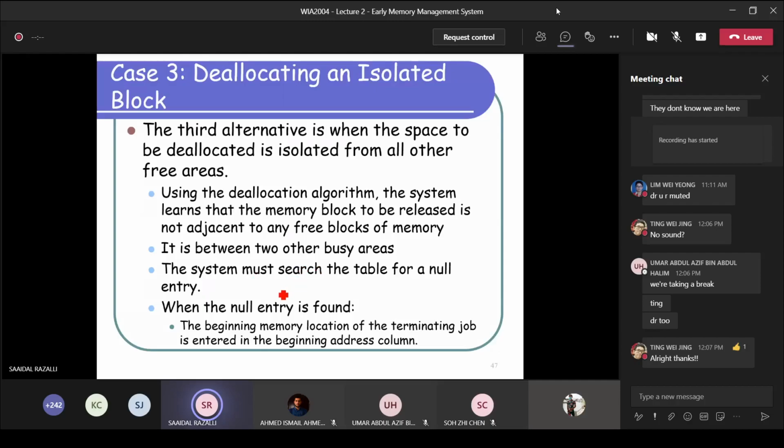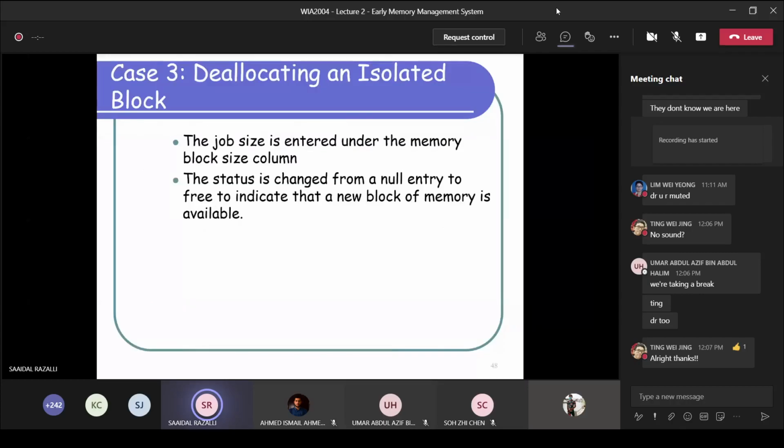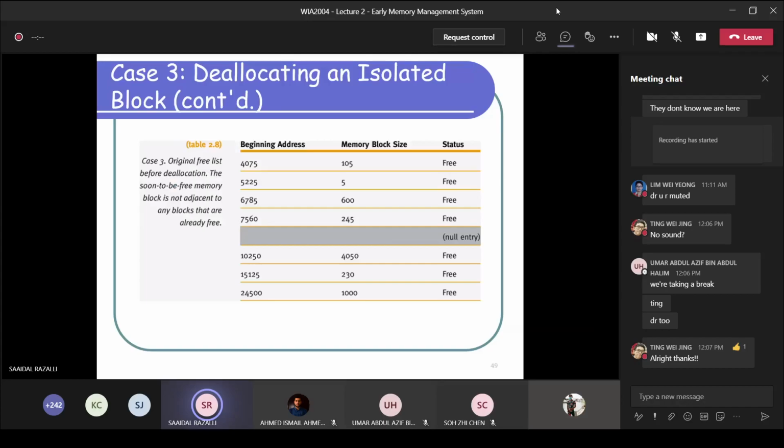The system must search the table for a null entry. When a null entry is found, the beginning memory location of the terminating job is entered into the beginning address column, and the job size is entered under the memory block size column. And the status is changed from a null entry to free, indicating that a new block of memory is available. Okay, we see this one.